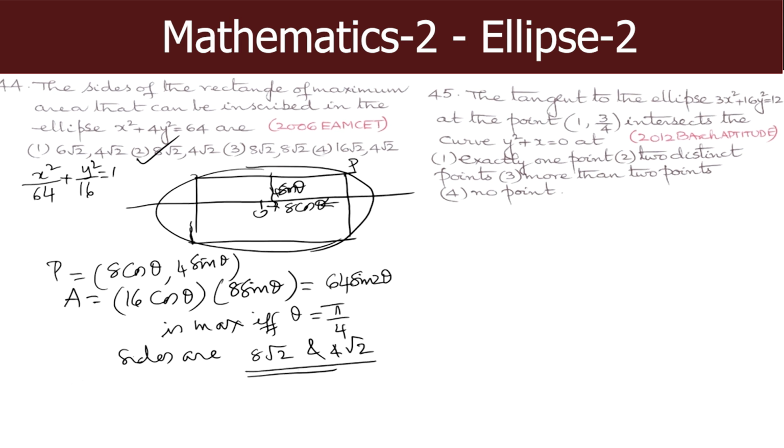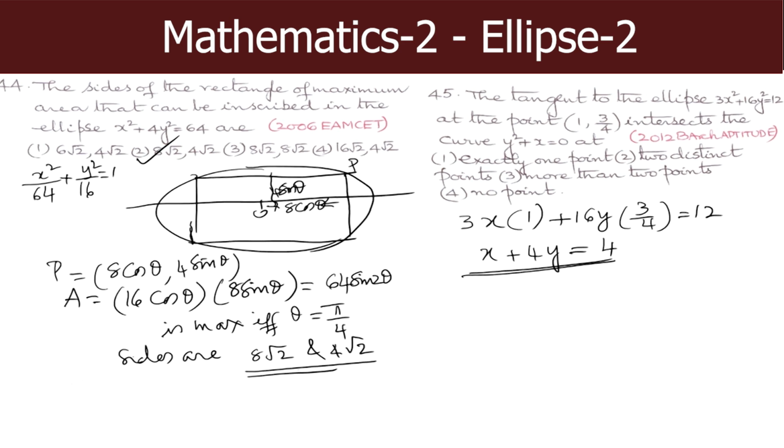So, the tangent to the ellipse is 3 times x into 1, plus 16 times y into 3 by 4 equal to 12. Or 3 can be cancelled, x plus 4y equal to 4. So, this is the tangent line to the given ellipse at (1, 3 by 4). In how many points does this line meet the parabolic curve y square plus x equal to 0? No way except just directly simply using high school algebra, solving this equation.